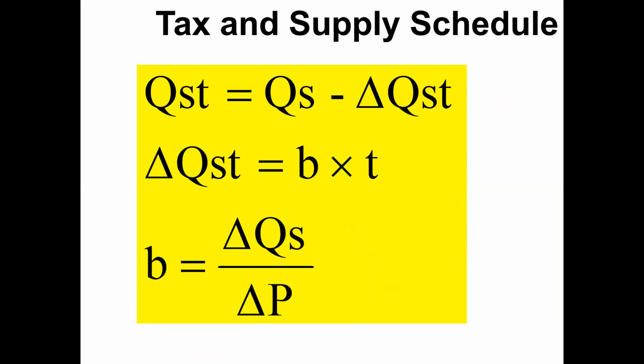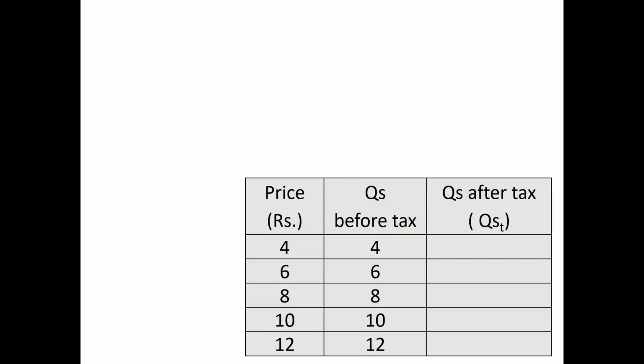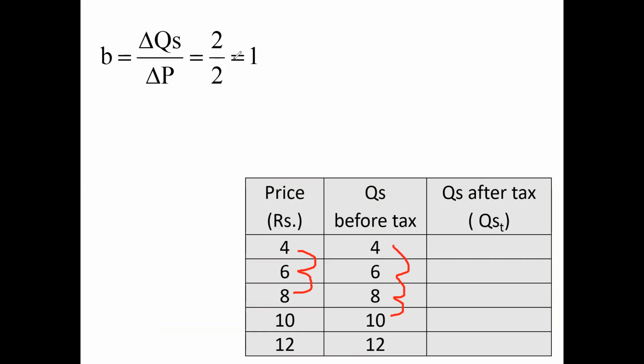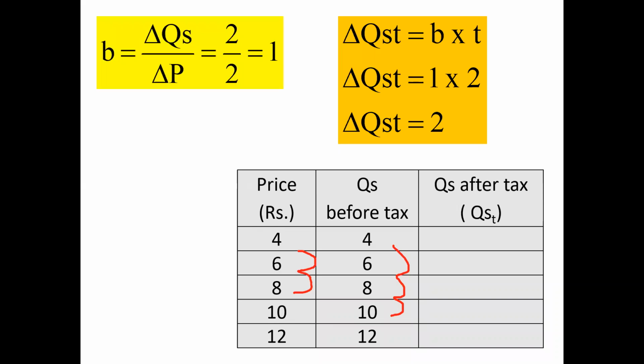Based on this schedule, you can calculate the B value. B equals delta QS over delta P. You can see delta QS is 2, 2, 2. Delta P is 2. So the B value is 1. Then delta QST, another step. Delta QST equals B into T. B is 1. Tax is given as 2. So delta QST is 2.